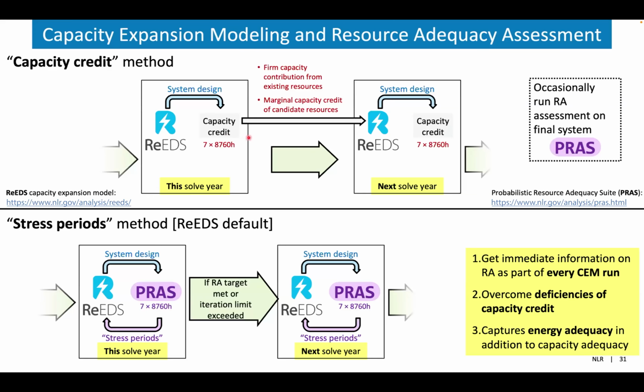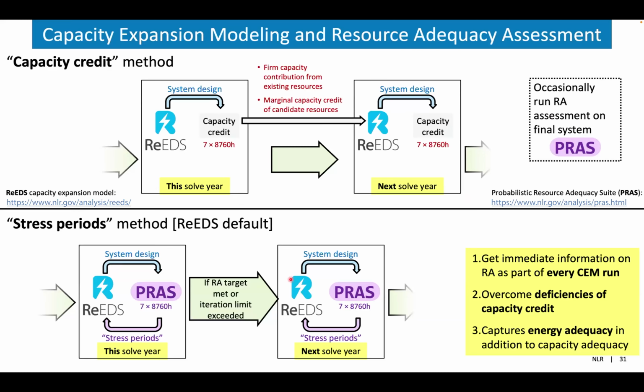After performing these calculations, ReEDS will then move to the next solve year and perform that same procedure again, calculating firm capacity and marginal capacity credits for the system for every single solve year. And then once performing the calculations on the final solve year, the user can choose to run a dedicated resource adequacy model, like PRAS, on the final system, though this is not necessary.